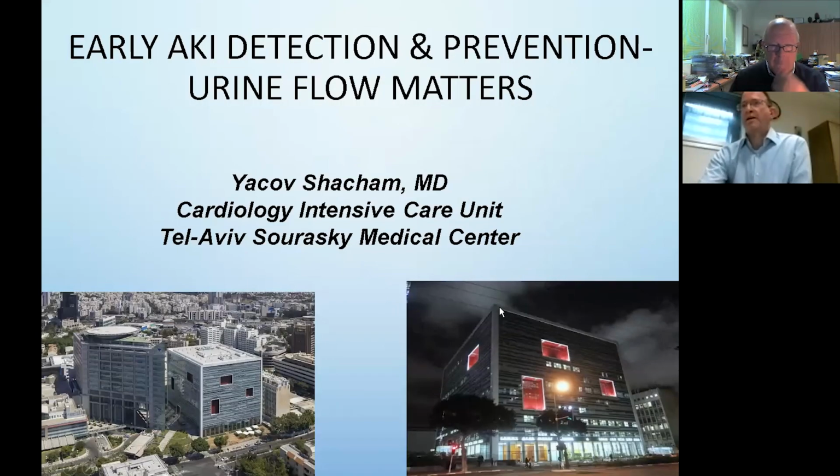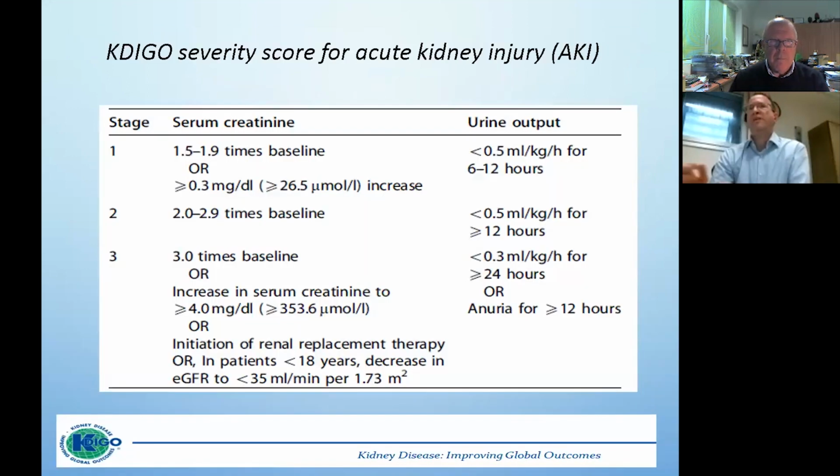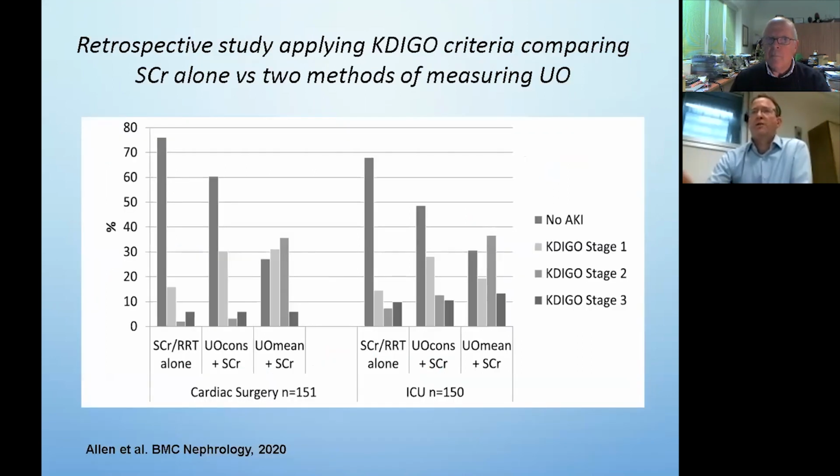Okay, so thank you for the kind invitation. Well, we know, as you stated, that the KDIGO criteria defines AKI based on either changes of serum creatinine or the presence of oliguria, which persists for more than 6 hours. While the vast majority of reports on AKI were based on changes in serum creatinine because of the retrospective nature of data collection, we do know that the utilization of urine output criteria enable us to identify much more patients with AKI compared to serum creatinine criteria alone.